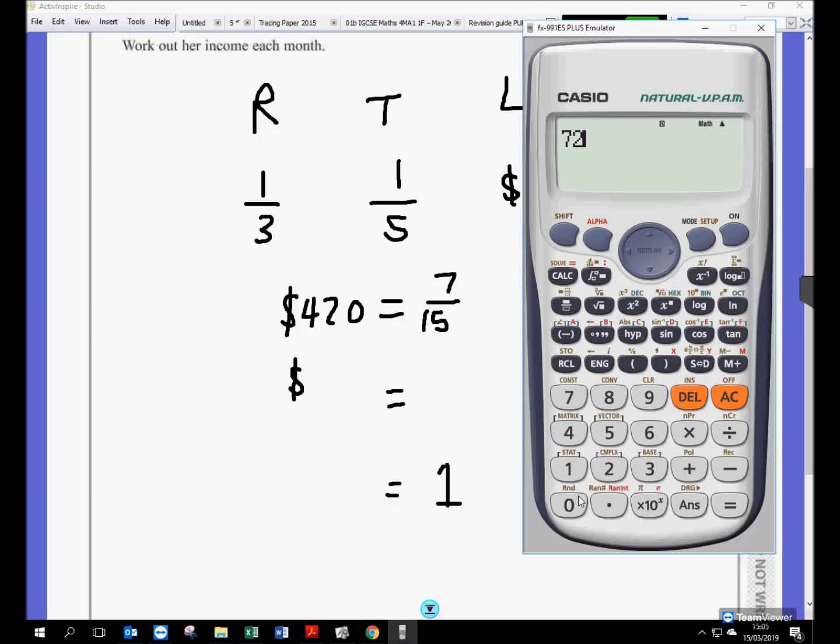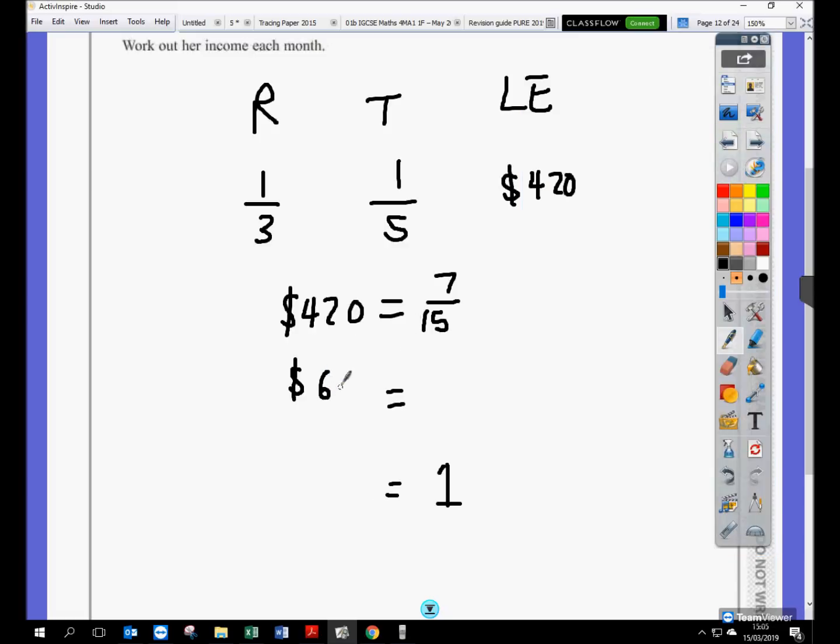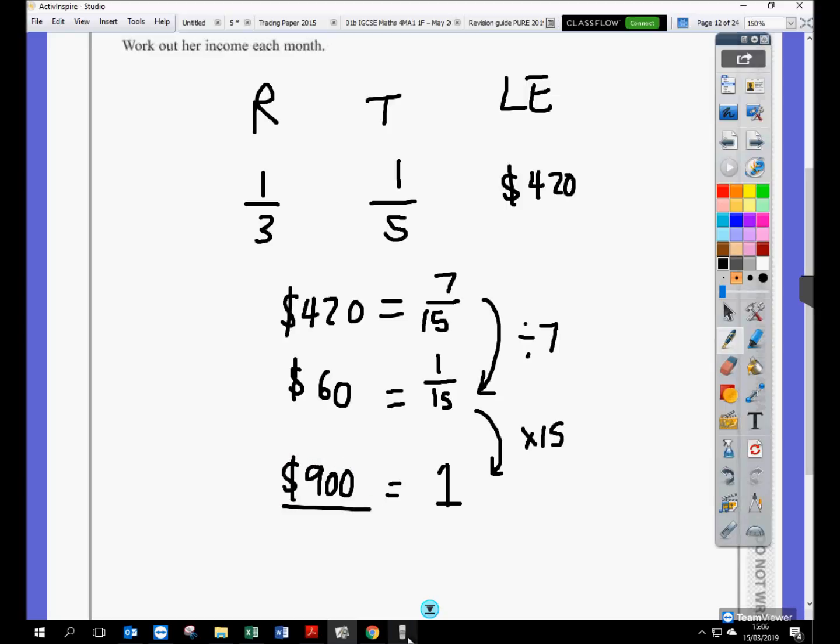Let's have a look. So 420 divided by 7 gives you 60. So $60 is worth. Remember, I've divided this by 7 to work out one of the 7, because this is worth 7 of the 15. So one of the 15, or really, you think about how do you get from 7/15 to 1/15? And the answer is you divide by 7. So if you want to get to a whole one, if you have 1/15 and you want a whole one, you times by 15. So 60 times 15 gives us 900, and that's the answer to the question.